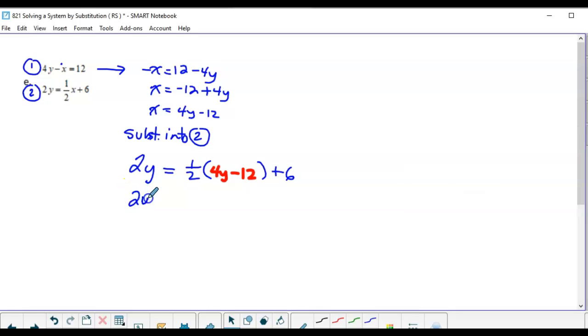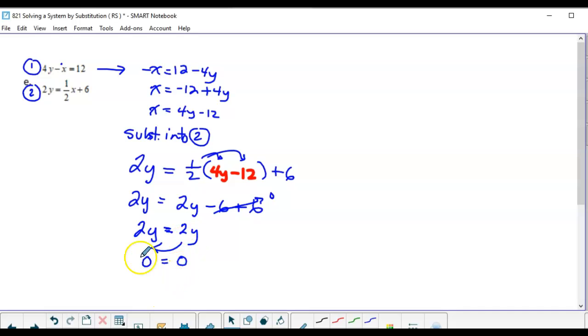So 2y equals, multiply through by half, 2y minus 6 plus 6. Well, what happens here? That goes to 0. You get 2y equals 2y. Well, yeah, if y is the same number, which it has to be, those are always true. If you brought that over, you'd get 0 equals 0. Okay, no matter what. If the left side equals the right side, there's infinitely many solutions.